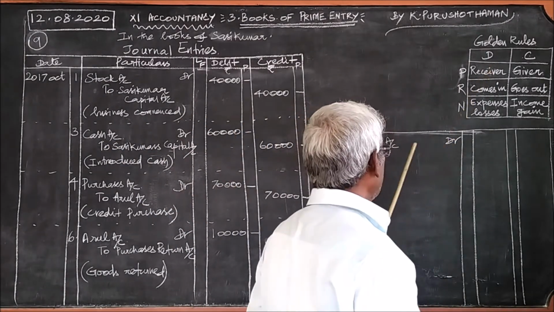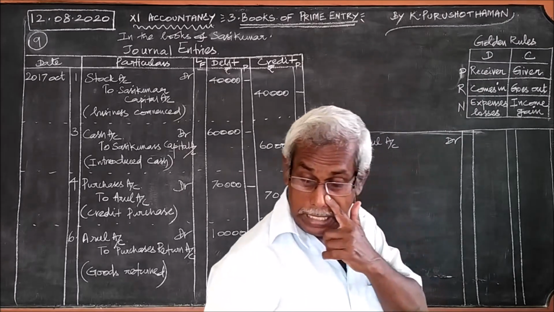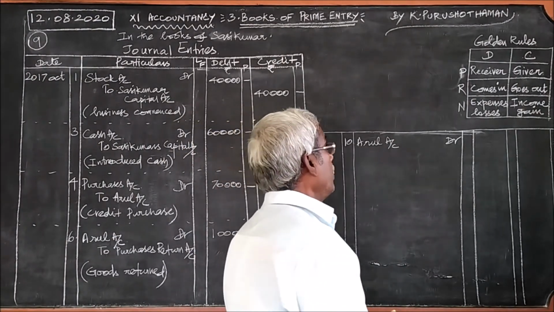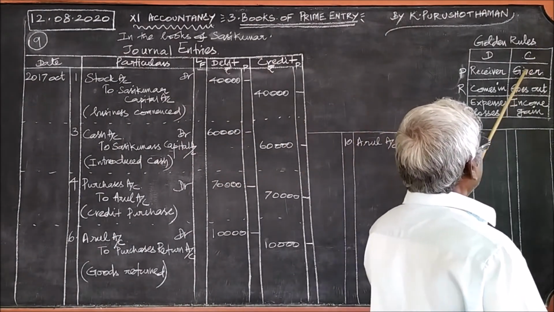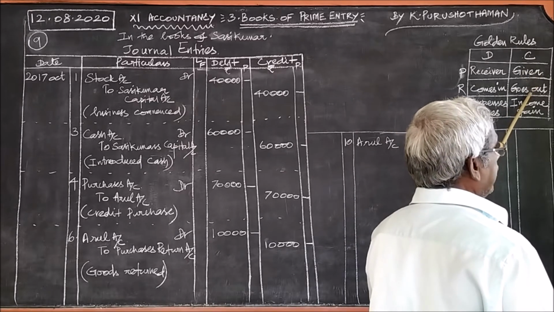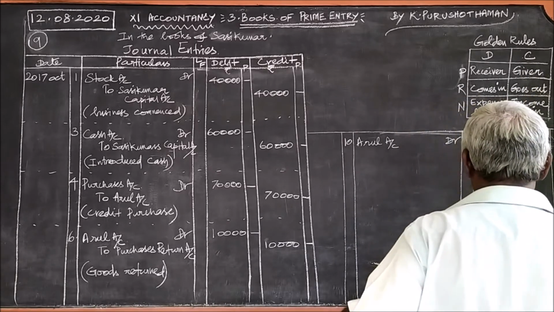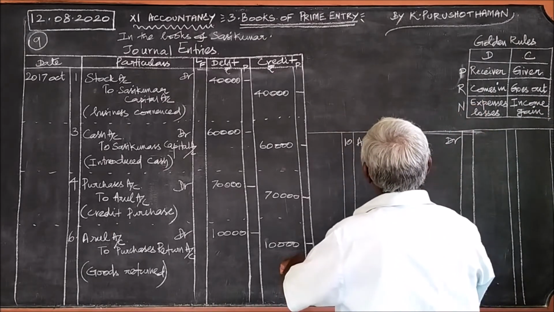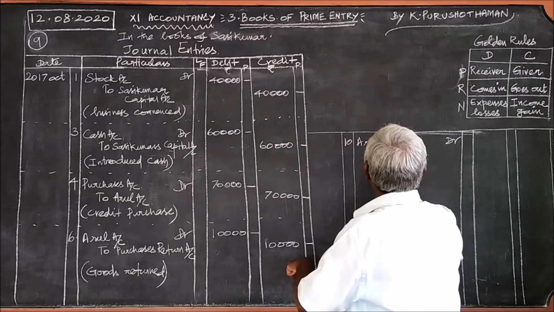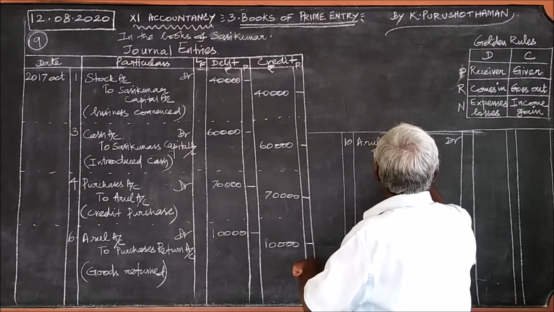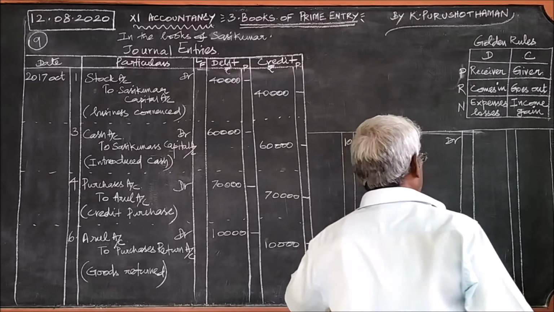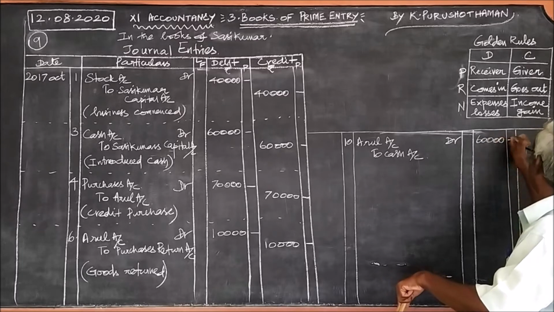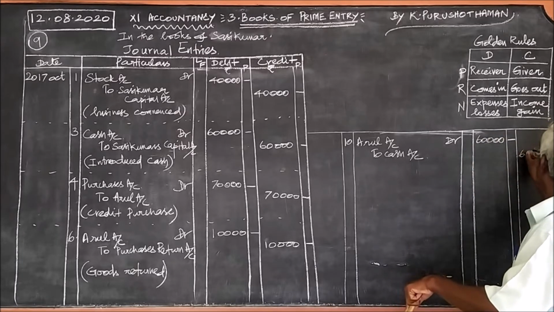Debit the receiver rule, we have written. When we pay cash to Arul, any giver? No. Here anything goes out, cash goes out. When we pay cash, Arul receives. Therefore, Arul is the receiver. What goes out? Cash goes out, to cash account. The amount is 60,000.